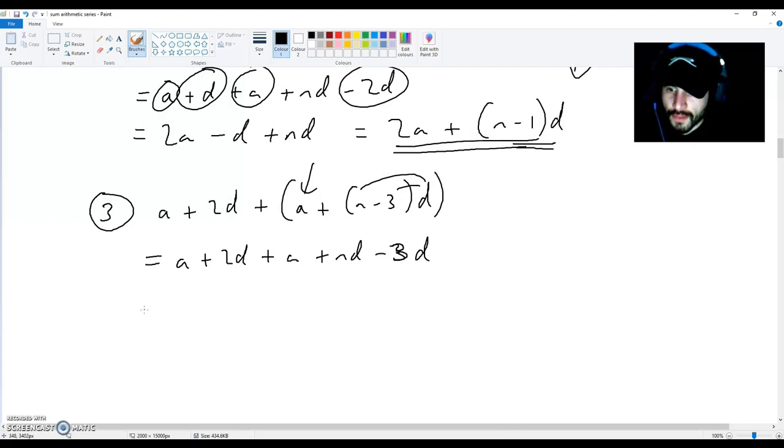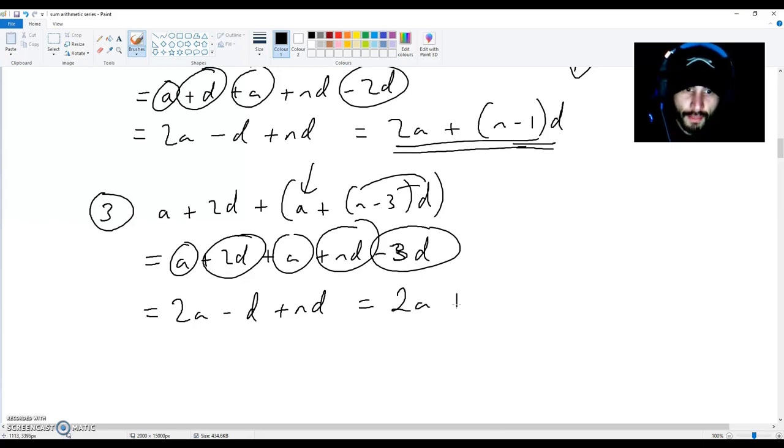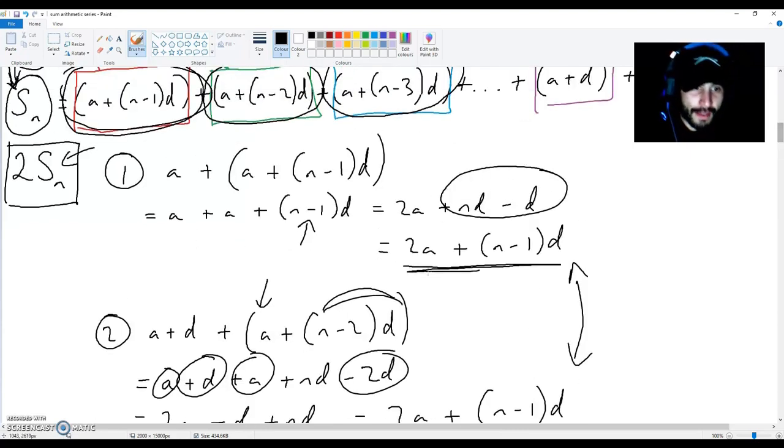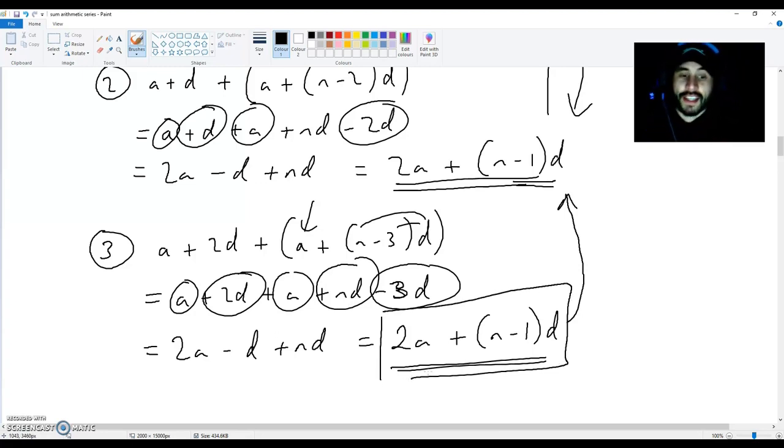What is this going to be equal to? So we have 2a, 2d minus 3d is minus d, and we have an nd over here. So what we get is 2a plus n minus 1 multiplied by d once again. And this is the same as this, which is the same as this over here. So a pattern is starting to emerge. It's looking as though we are going to get n lots of 2a plus n minus 1 multiplied by d. That's what it's looking like at the moment.